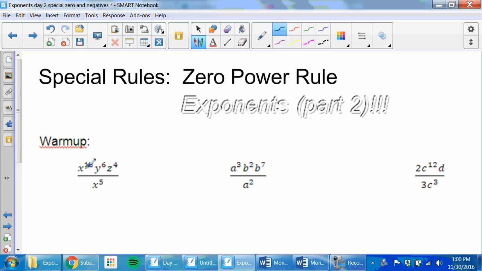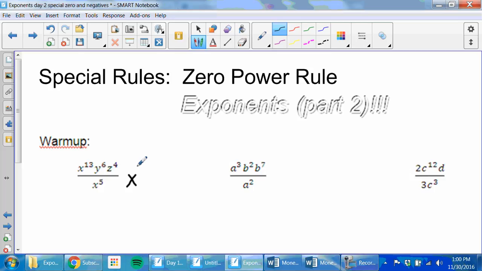Here for my warm-up, I would subtract my powers because they're dividing. They have like bases, so x to the 13th minus x to the 5th would give me x to the 8th power. And then my y to the 6th would stay the same, as well as z to the 4th, because there is nothing to subtract them from.